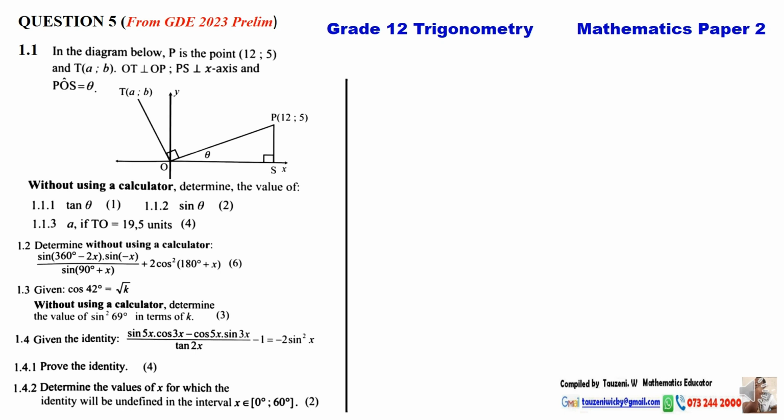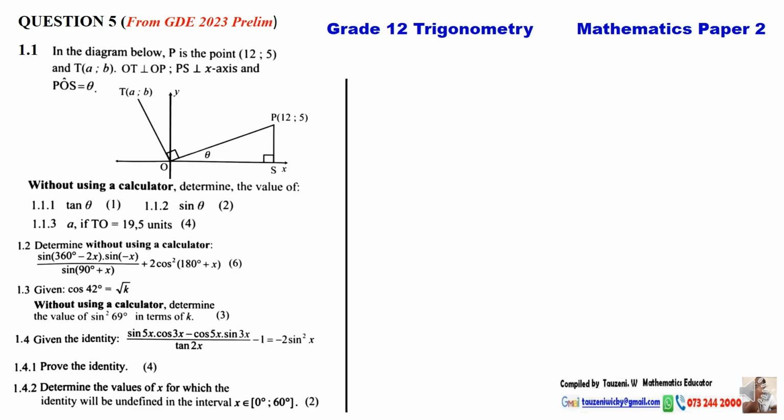A quick summary of what we are facing here. In question 1.1, we have a diagram. Now we need to know that they can give you a drawn diagram like this, or they can ask you to draw your own diagram. So when I'm answering it, the point given at point P, point P has coordinates 12, 5.